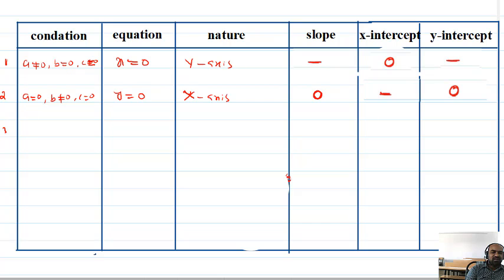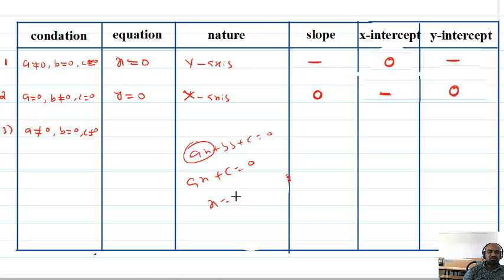Okay, third case I will take, Nana. A not equal to 0, B equal to 0, C not equal to 0. Observe, ax plus by plus c equal to 0. In this, a not equal to 0, b is 0, c not equal to 0. What will we get, Nana? X equal to minus c by a.